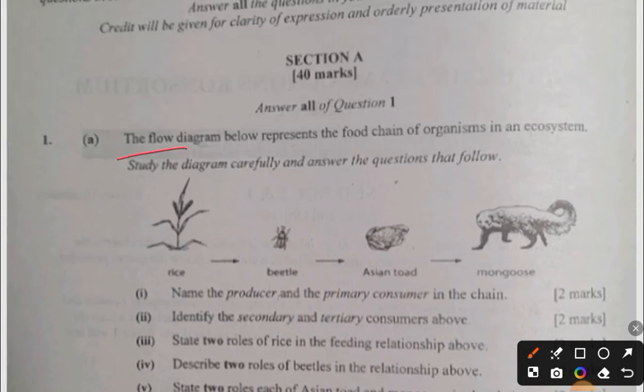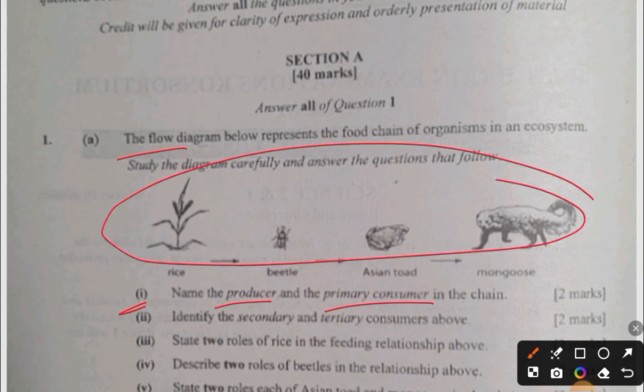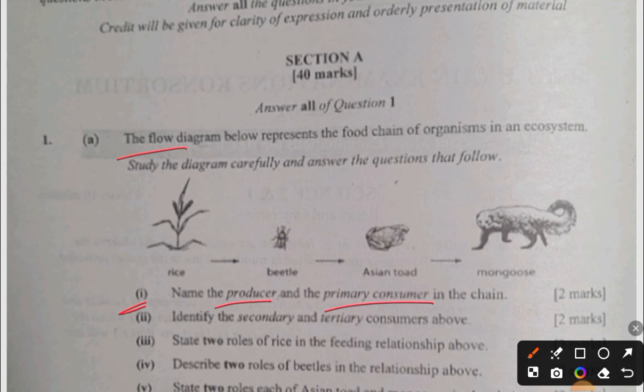The flow diagram below represents the food chain of organisms in an ecosystem. Study the diagram carefully and answer the questions after. The first question asks us to name the producer and the primary consumer in the food chain. So this we are seeing here is a food chain. The producer is rice. That's the producer. And the primary consumer is the beetle.